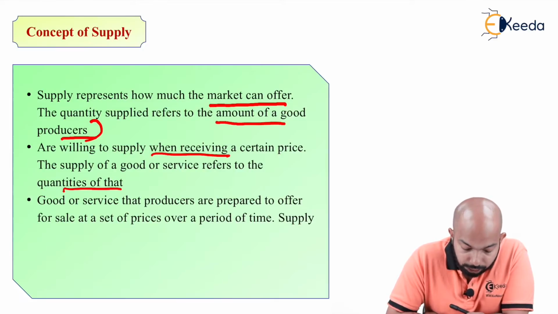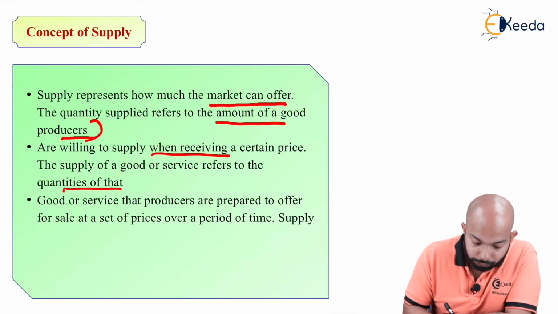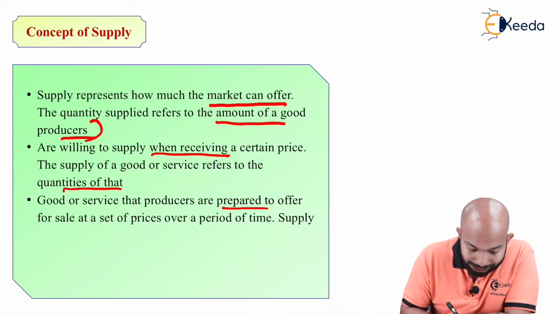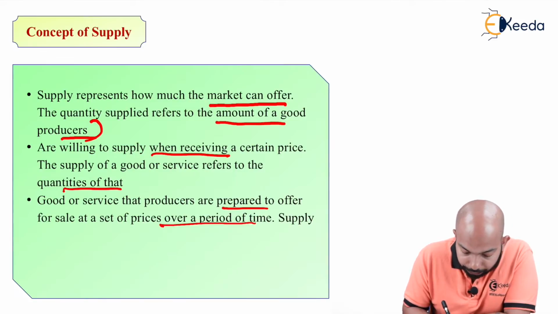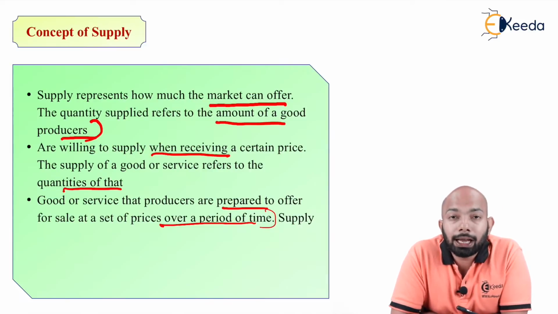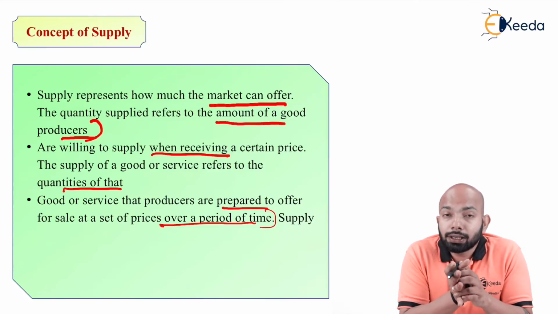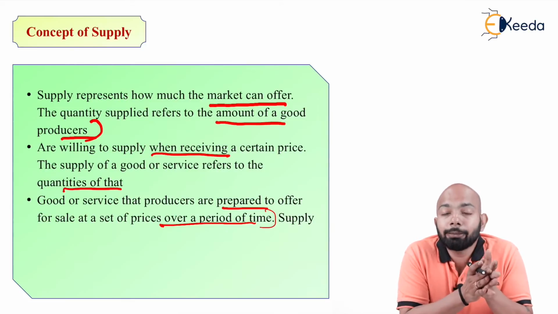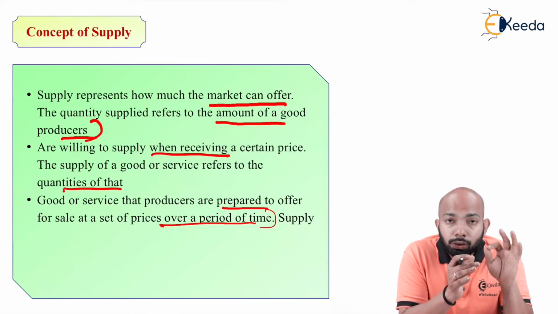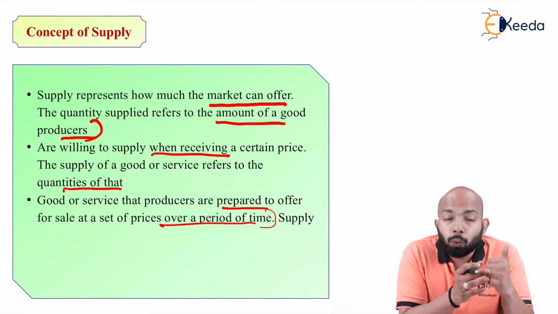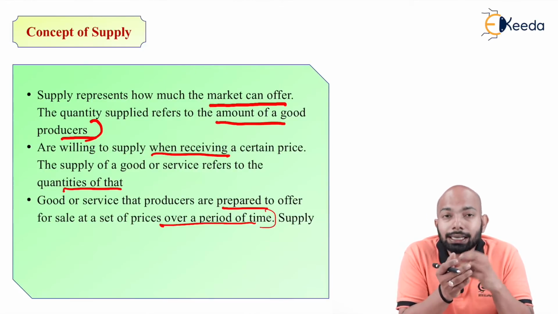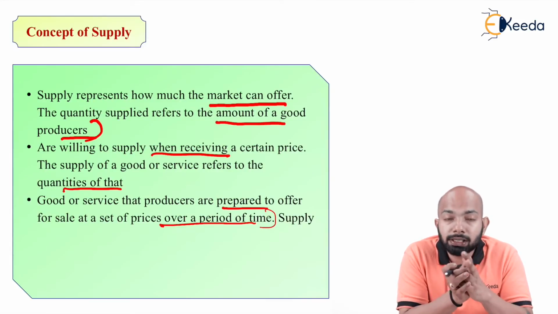Now, the supply of goods or service refers to the quantities of that good or service that producers are prepared to offer for sale at a set price over a period of time. Whatever supply is to be done, you need to understand that all these things can be made available only when producers have understood that they are to be offered in a specific way. Hence, supply can be termed as having two bases. First, who the suppliers are and how much they are willing to supply for that specific product.